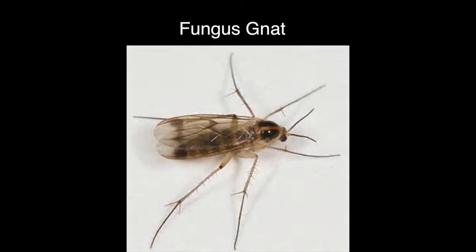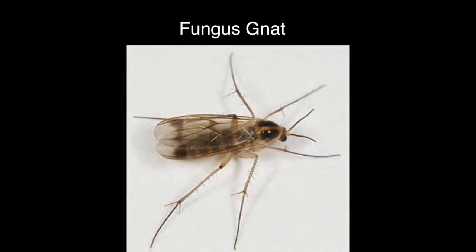Okay, next is the fungus gnat. The fungus gnat feeds on dying and decaying organic matter and potted plants. Now these are little tiny gnats that when people say they're seeing something flying in the house, sometimes they'll say little flies or little bugs. But if it's a little gnat, then there's a good chance that it's the fungus gnat.